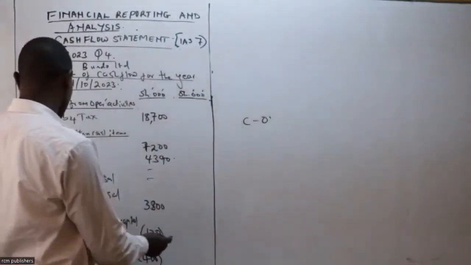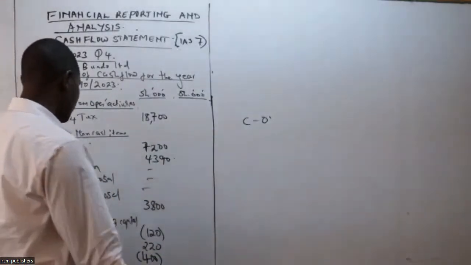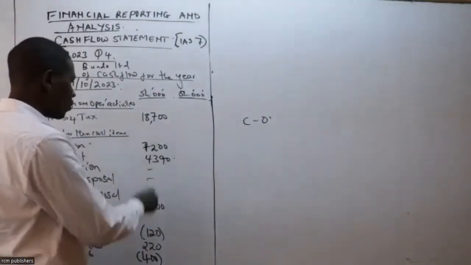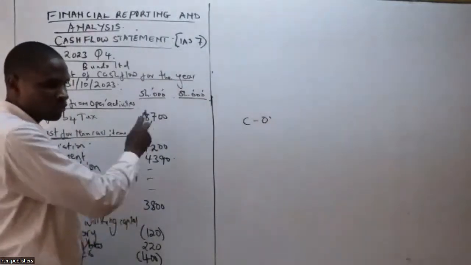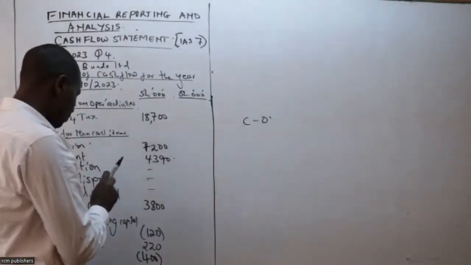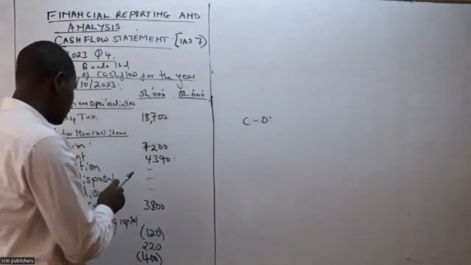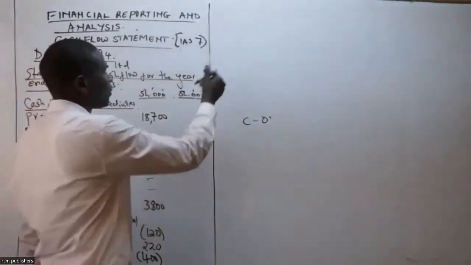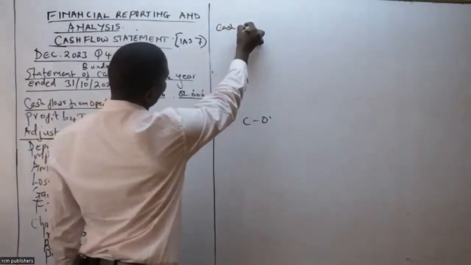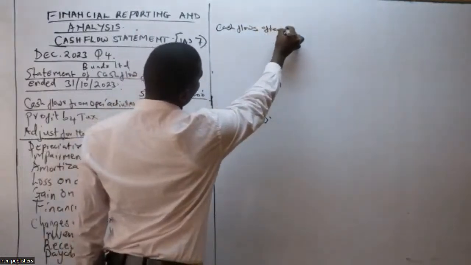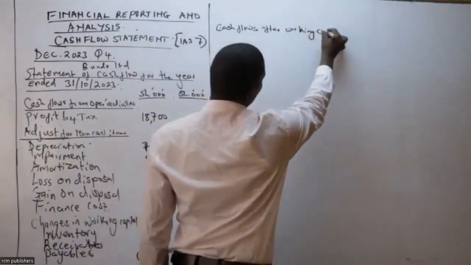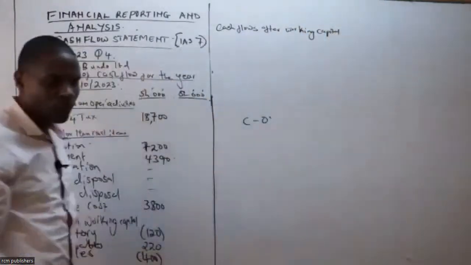This item we don't have. We don't have even the gain and loss, amortization. So what we have to do, we can get this. Can you give me the summation of this? We get the cash flow after working capital. So you can give me the total here, the cash flow after working capital.